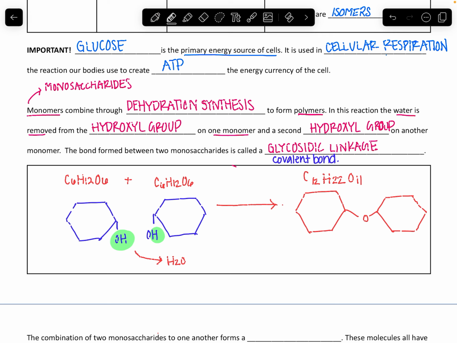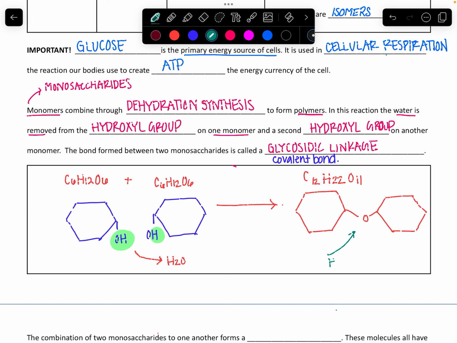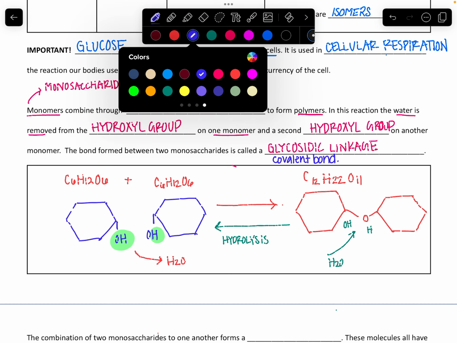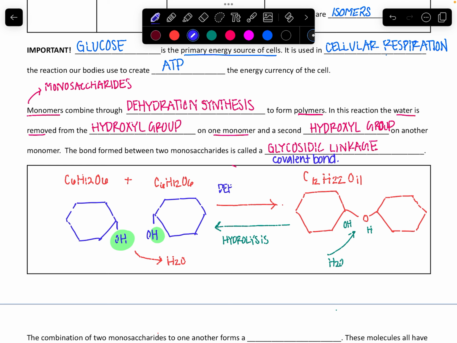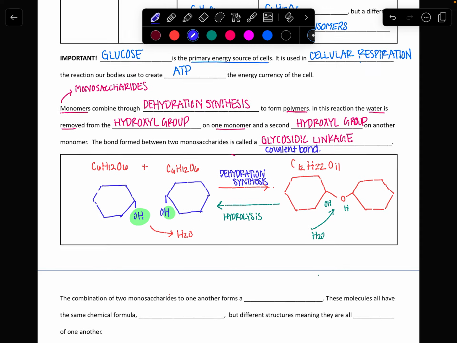Now, remember, if we were to do this in reverse, we would have to add a water molecule to break that bond. That water molecule would be split into an OH and an H. It would be added, and then we would have hydrolysis occur where we would be breaking that apart. Okay, so remember, dehydration synthesis and hydrolysis are really just the reverse of one another. Okay, and we removed everything from those hydroxyl groups.